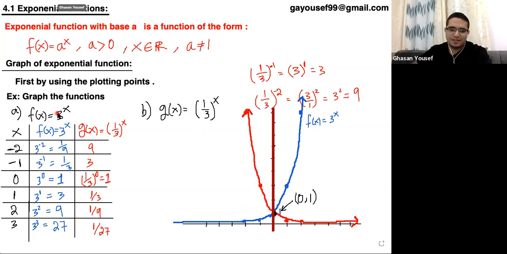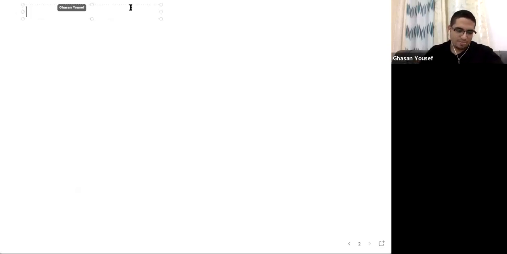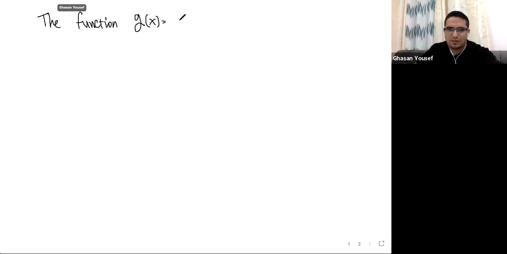So the relation between these is that g of x is f of x reflected around the y-axis. Here I can say the function g of x equals 1 over 3 to the power x, and this is equal to, taking the 3 from the denominator to the numerator, 3 to the power minus 1, everything to the power x, and this equals 3 to the power minus x.